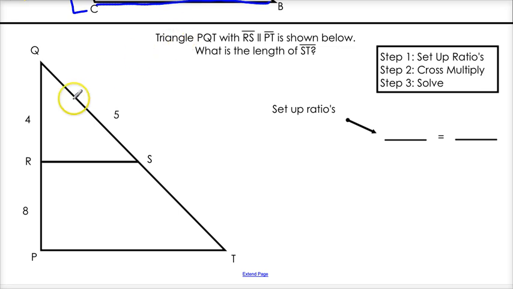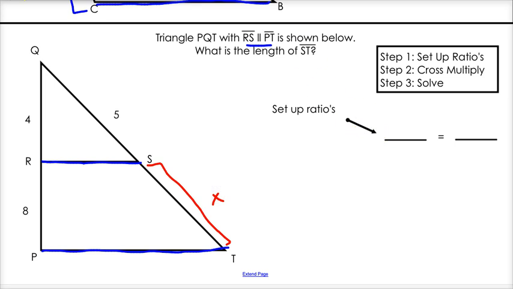In triangle PQT, we know that RS is parallel to PT. I see that parallel thing going on. It's probably the side-splitter theorem that's going to help us out. What is the length of ST, which is this length right here? We want to find this guy, ST. So let's put a little X there.